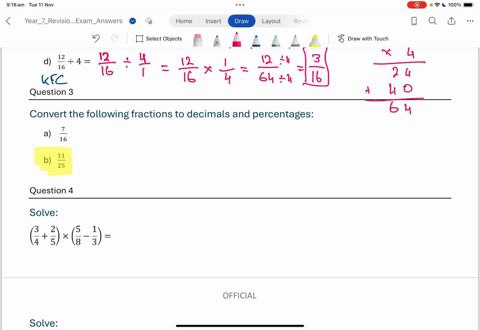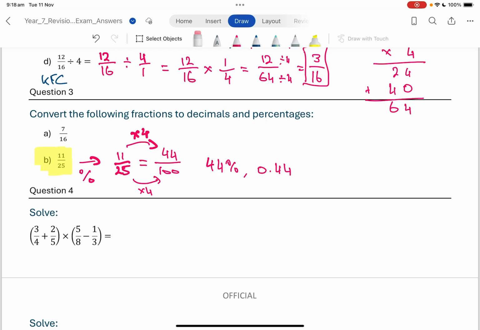To get that to a percent, I want to put it out of 100, remember? So the goal is that 11 out of 25 becomes something out of 100. What did I multiply by to get from 25 to 100? Well, that would be by 4. Whatever we do to the bottom, we do to the top. 11 times 4 would give me 44. So that tells me that we have 44% and we have 0.44 as the decimal.